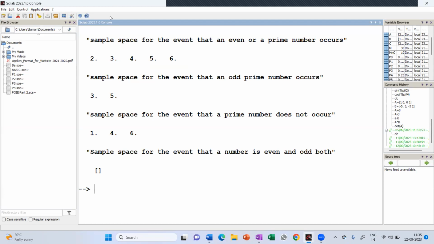For the first question, the number should be even or prime. You can see except 1, everything will come, because all the numbers are either even or prime. The number should be odd as well as prime: that is 3 and 5. For the prime number should not occur, you can see 1, 4, 6 are the numbers which are not prime. And the last question's output is empty because no number can be even and odd.